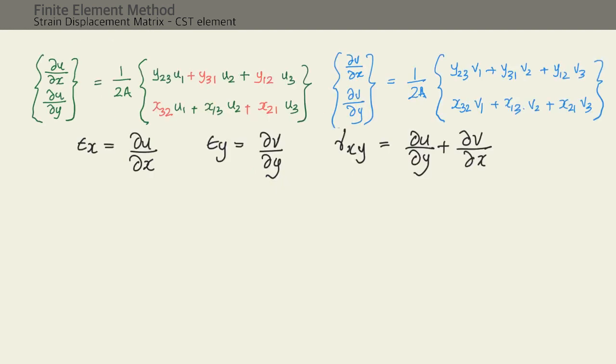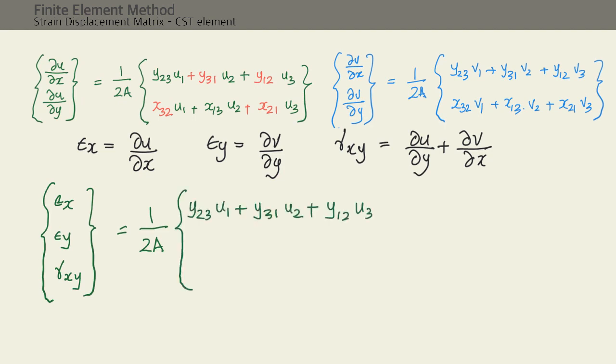Now let us write epsilon x, epsilon y and gamma xy as a column vector, and that would be equal to 1 by 2a. Epsilon x is equal to ∂u/∂x, that we will get from this first line. And the second term is epsilon y. Epsilon y is ∂v/∂y. ∂v/∂y is 1 by 2a into this line. So 1 by 2a into, copy this line over here.